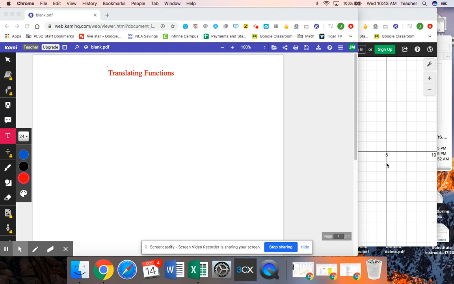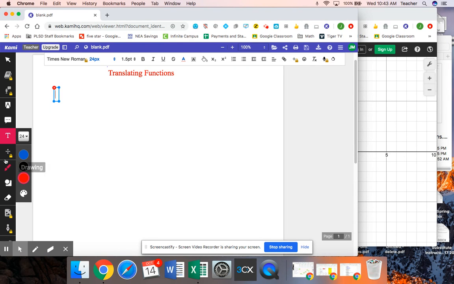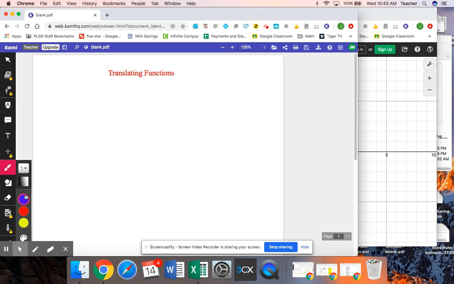All right, let's talk about translating functions. By translating functions, all I really mean is moving them. I can either move them up or down, or I can move them left to right.